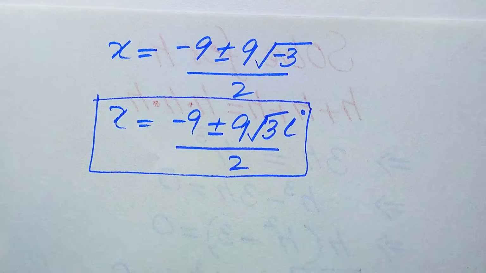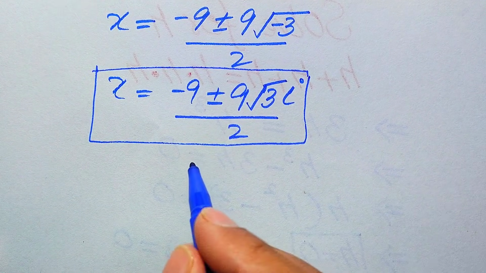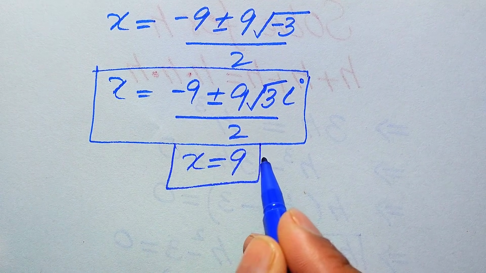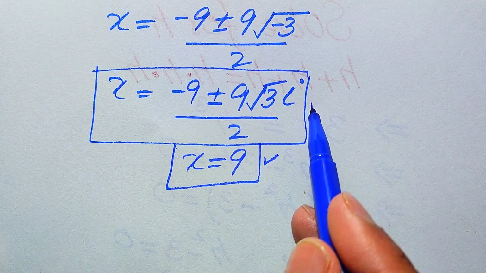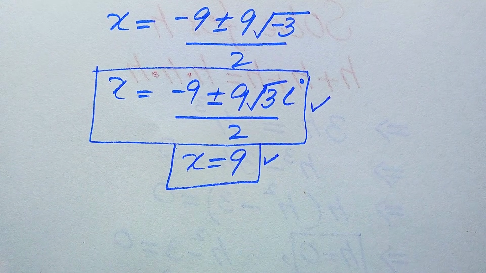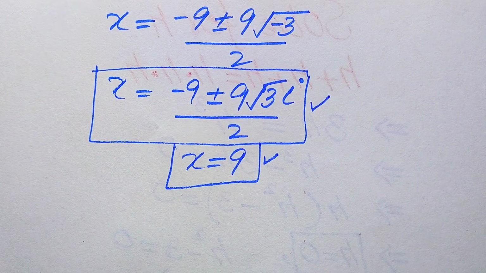And finally we have three roots of the given equation, in which one root is a real root, that is x is equal to 9, and the other two roots are complex roots, and these are in this form. So this is our final answer of this question.